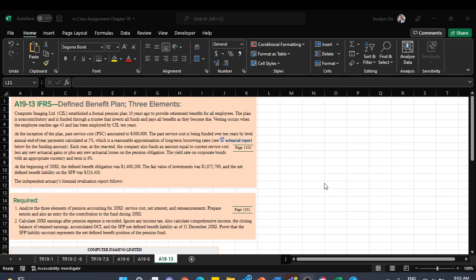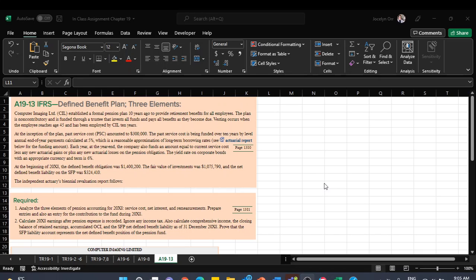We have Computer Imaging Limited, who established a formal pension plan 10 years ago to provide retirement benefits for all employees. The plan is non-contributory and is funded through a trustee that invests all funds and pays all benefits as they become due. Vesting occurs when the employee reaches age 45 and has been employed by CIL for 10 years. At the inception of the plan, past service cost amounted to $300,000.